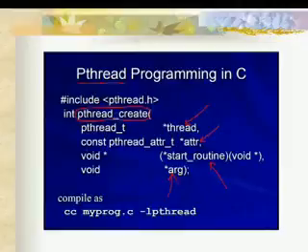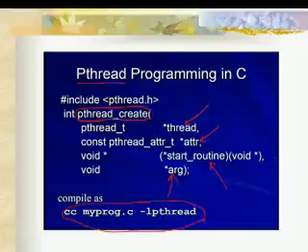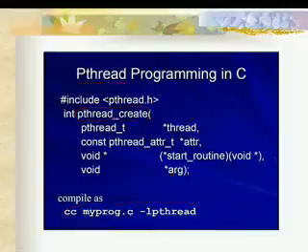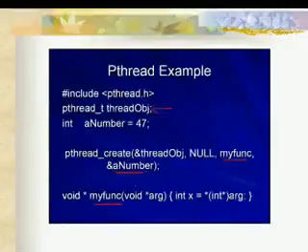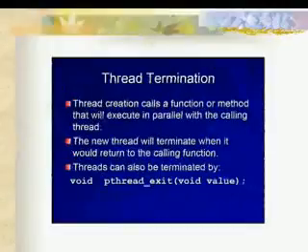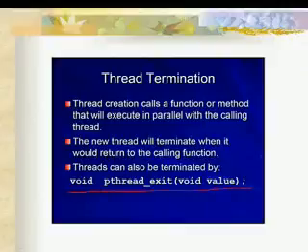To compile a program with threads in C, we use the command cc, our program name, and -lpthread. And when we talk about thread termination, a thread termination can be done with the pthread_exit function. By using this pthread_exit function, we can terminate an executing thread in C.